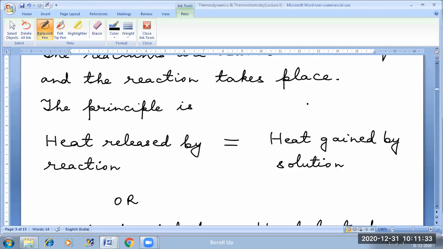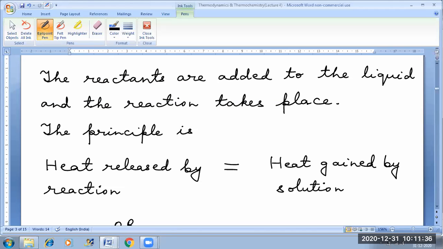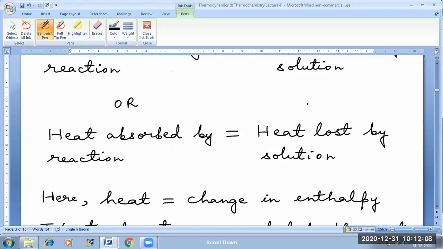Who is losing the heat? The reaction is losing the heat if the reaction is exothermic. Heat will be released by the reaction if it is exothermic. And the solution will gain heat. That is, the liquid will become hot because the reaction is happening in the liquid itself, right? All the reactants have been added to the liquid. So after some time, the temperature will rise and the solution will become hotter, as a result of which the thermometer will show you a rise in temperature. So heat released by the reaction is nothing but the heat gained by the solution, and then you can calculate.